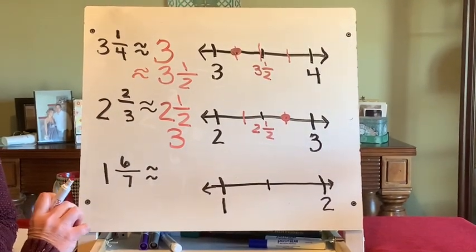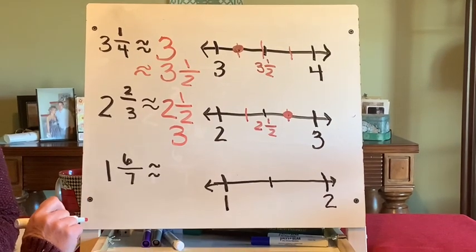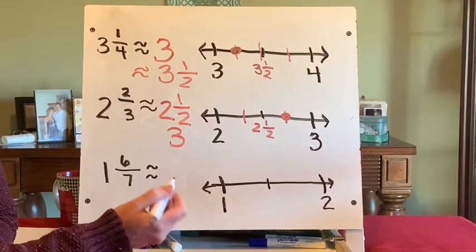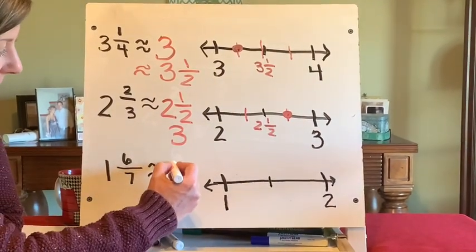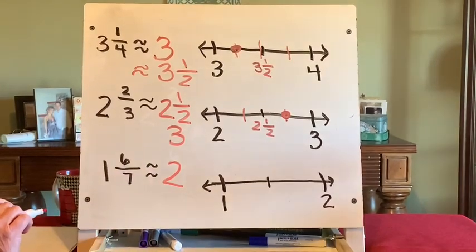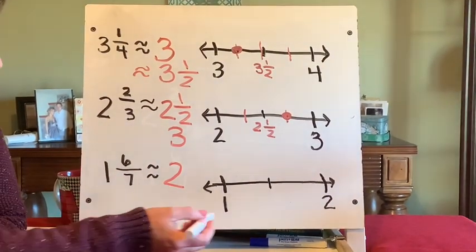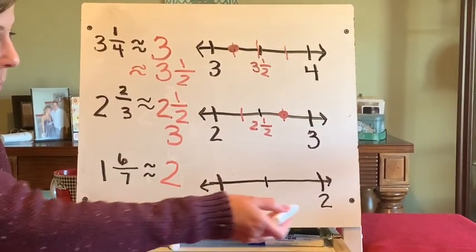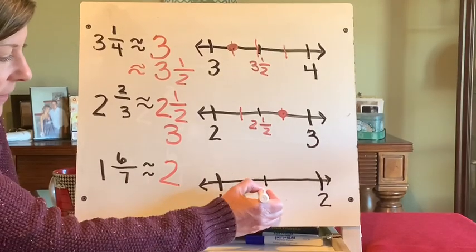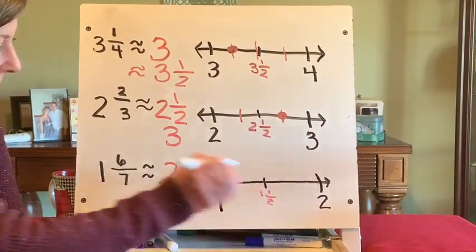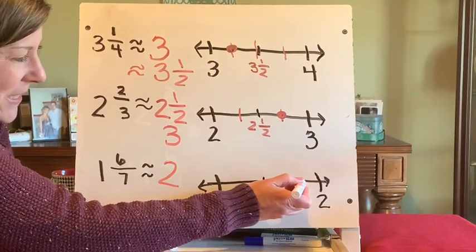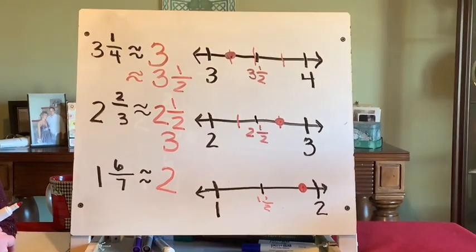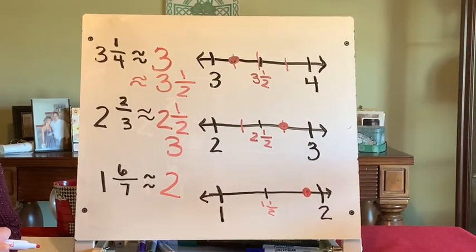My last example, 1 6/7. Well, I already know looking at this one, because it's 6/7, which I know is almost the whole thing, that this is going to be closer to 2. No question about that. If I look at my number line, I have that 1 6/7 is somewhere in between 1 and 2. This would be the middle. 6/7 is going to be somewhere probably around here if I were going to try to break it into sevenths. So 1 6/7 is definitely closest to 2.